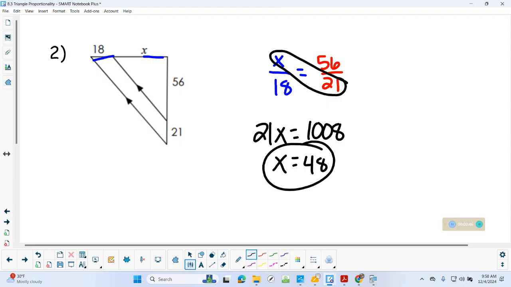All right, let's take a look. Ooh, the next one's a little spicy trick, Ellie. Would it matter if you put like 18 over x and then 21 over 56? Nope, just match them up. Yep. So if you're going to do 18 over x, then flip the second one also.